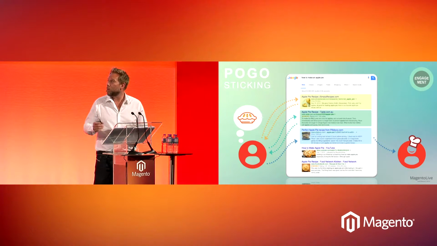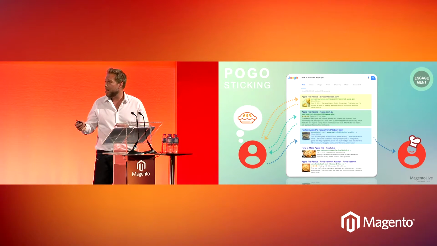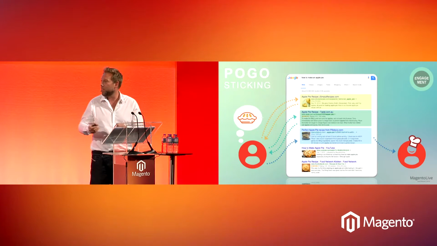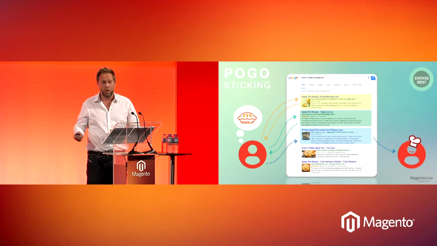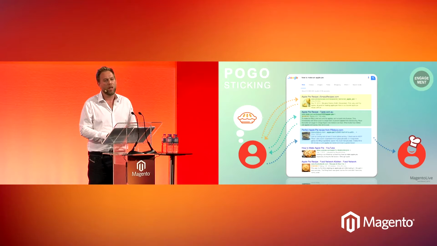So what's pogo sticking? Well, in this example, I've done a search for how do I make an apple pie. And I go to the top organic result, and I don't like that recipe much, so I go straight to the second. Go to the second, I can't stand that chef, I see him on TV all the time. Go straight to the third result. On the third result, I actually like this recipe. I might download it or pin it, or just spend a bit more time on that page.